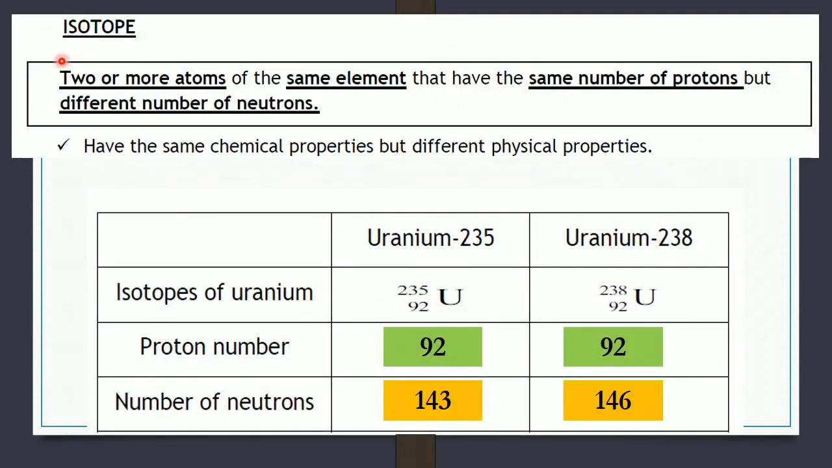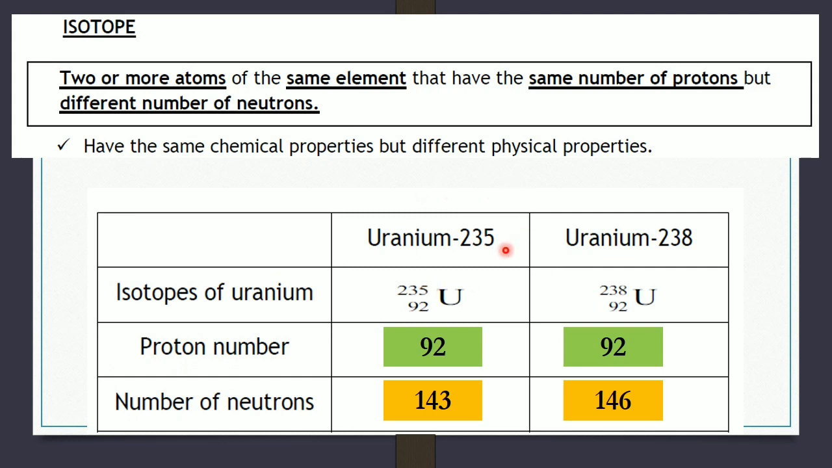Isotope can be defined as 2 or more atoms of the same element that have the same number of protons but different number of neutrons. So they have the same chemical properties but different physical properties. So let's look at the example of uranium-235 and uranium-238.